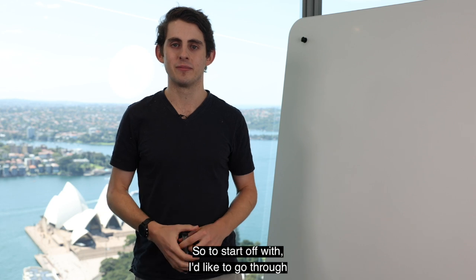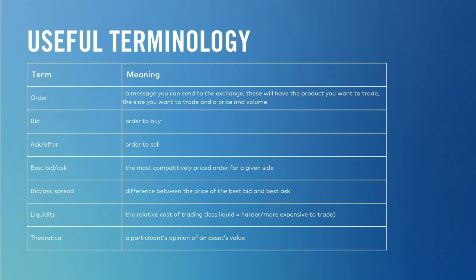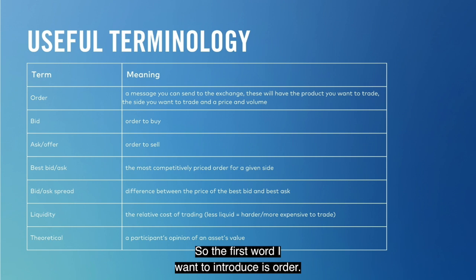So to start off with, I'd like to go through some terminology that will be useful to the session today. The first word I want to introduce is order. An order is something that you place in a financial market, and there are 4 important bits of an order. Firstly, the side. Do you want to buy or do you want to sell? Secondly, the product. What do you want to buy or sell? Then the price that you want to buy or sell at. And lastly, the volume. So these things make up an order.